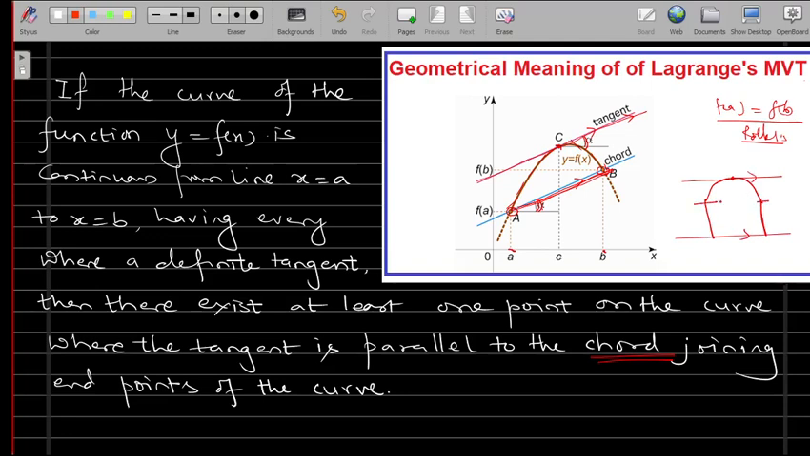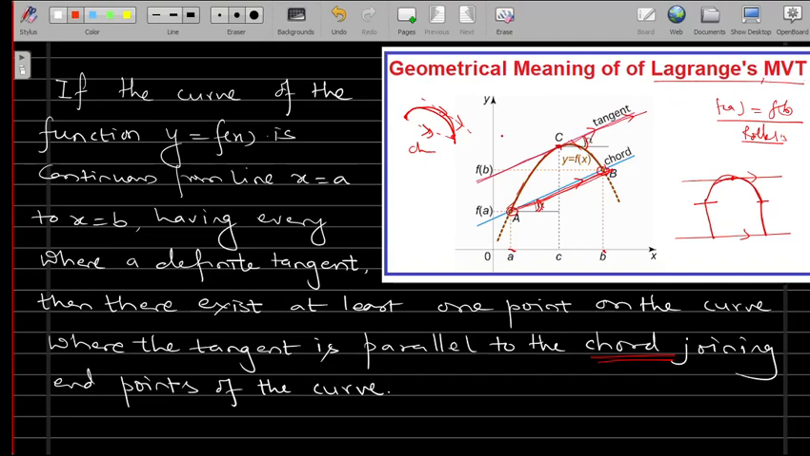If f of a and f of b are not equal, suppose this is f of a and this is f of b, then we can draw a chord this way. Throughout this curve there exists a point where we can draw a tangent. The tangent is parallel to the chord, which is given by Lagrange's mean value theorem.